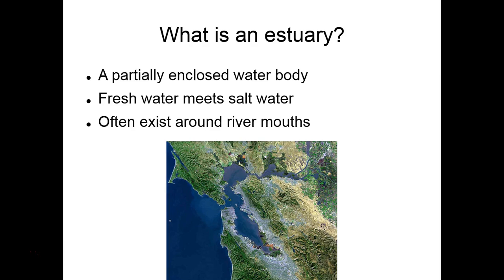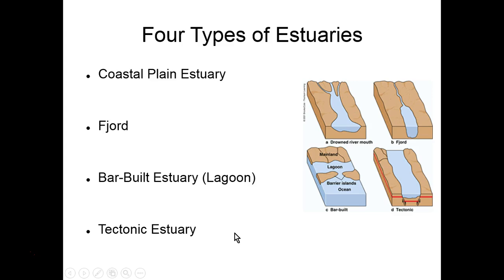Okay, so finally, along many coasts you have what are called estuaries. Estuaries are a partially enclosed body of water in which you have fresh water entering on the land end, and you have salt water entering on the ocean end. Essentially this is an area that is semi-enclosed by land, where fresh water is meeting the ocean, and therefore it often exists around river mouths. So here's our estuary, the San Francisco Bay Estuary, which will be the topic of our next video for this week. There are 4 different types of estuaries based on how they were created.